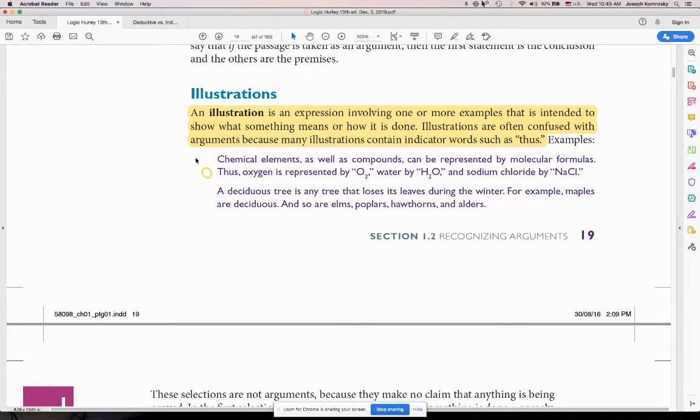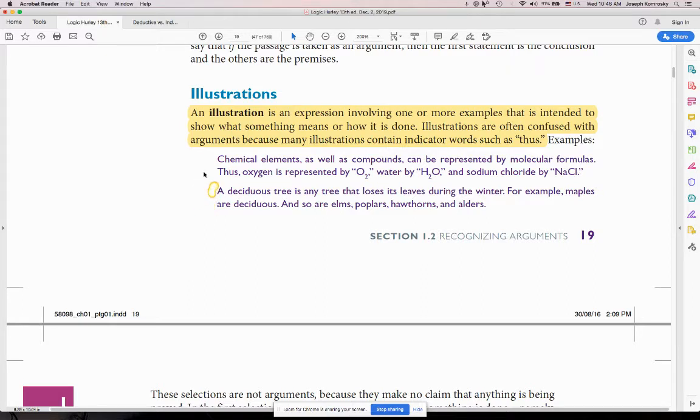So here's an example. Chemical elements, as well as compounds, can be represented by molecular formulas. Thus, oxygen is represented by O2, water by H2O, and sodium chloride by NaCl. So this is not an argument. This is just giving you an example of what chemical elements mean or how something's done.